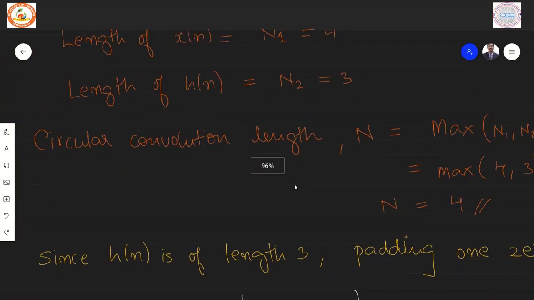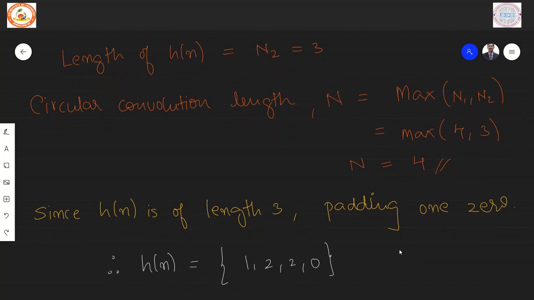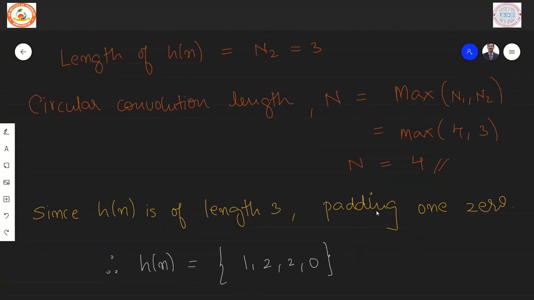Now, the length of h of n, which is shorter, is 3. We can pad a single 0 and make it length 4. Therefore, it becomes 1, 2, 2, 0.